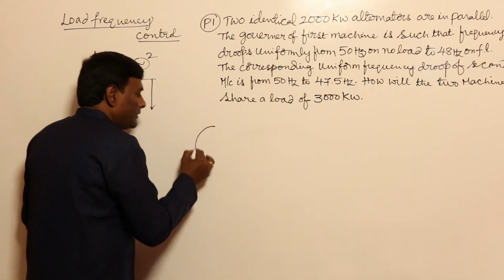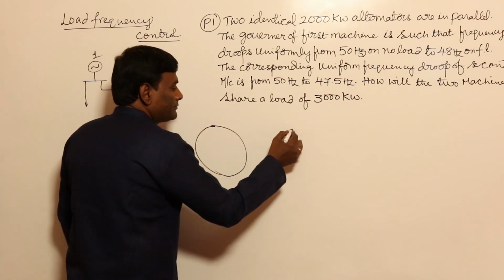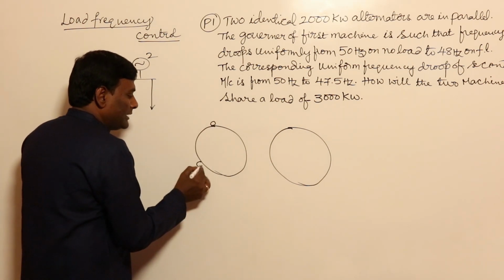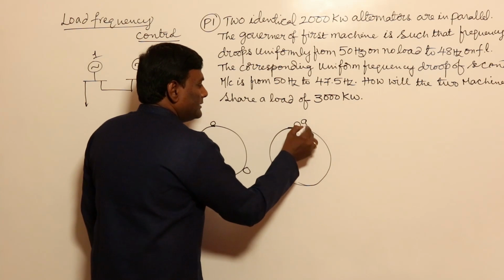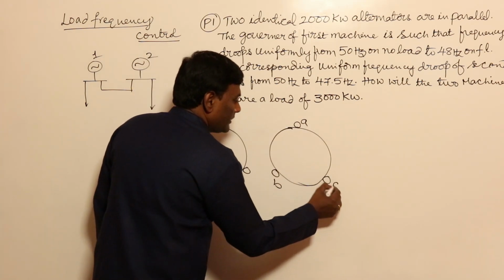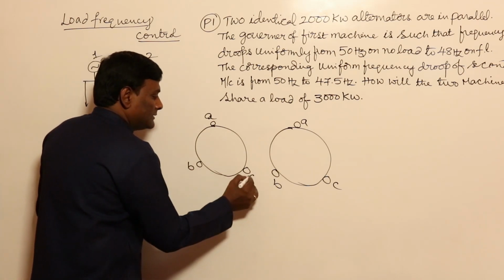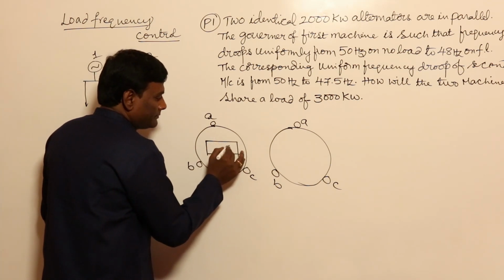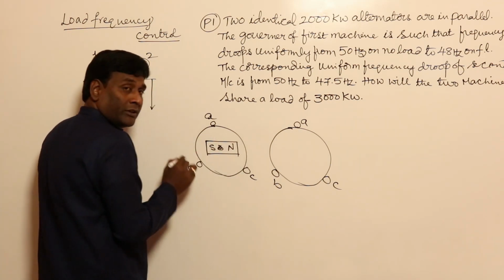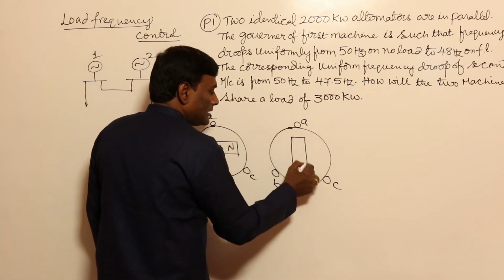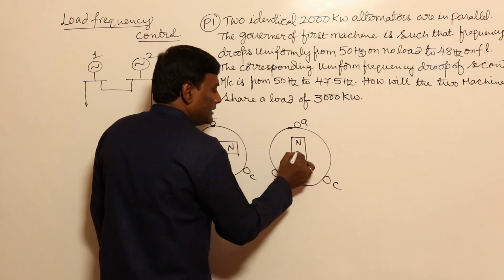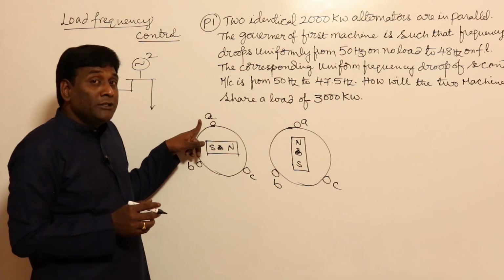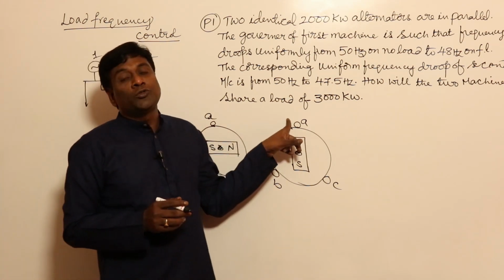For example, if I have two alternators connected in parallel, let us assume this is the A conductor, B conductor, C conductor, and this is A, this is B, this is C. At one instant of time, if the pole is here like this, and at the same instant, the pole of the other machine is here like this, then what will happen? If the pole is here, how much will be the induced voltage in A? 0.